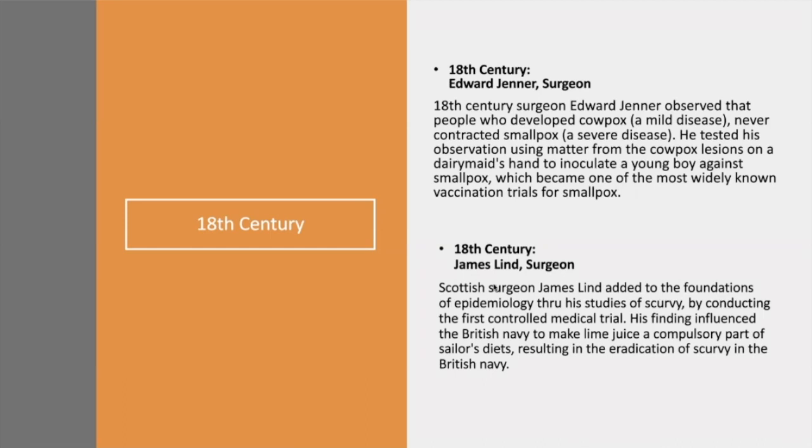In the 18th century, surgeon Edward Jenner observed that people who developed cowpox, a mild disease, never contracted smallpox, a more severe disease. He tested his observation using matter from the cowpox lesion on a dairymaid's hand to inoculate a young boy against smallpox, which became one of the most widely known vaccination trials for smallpox.